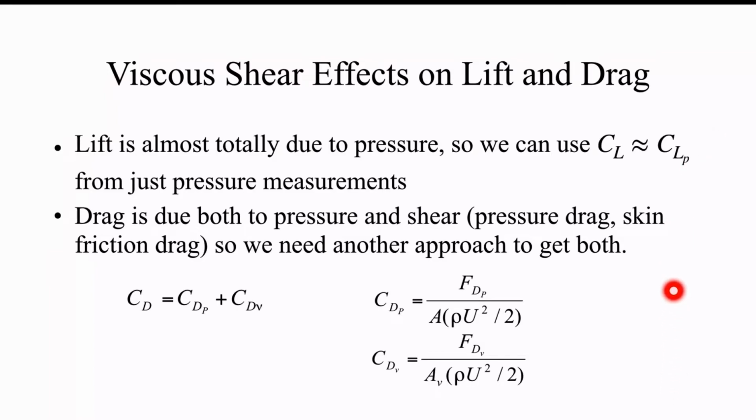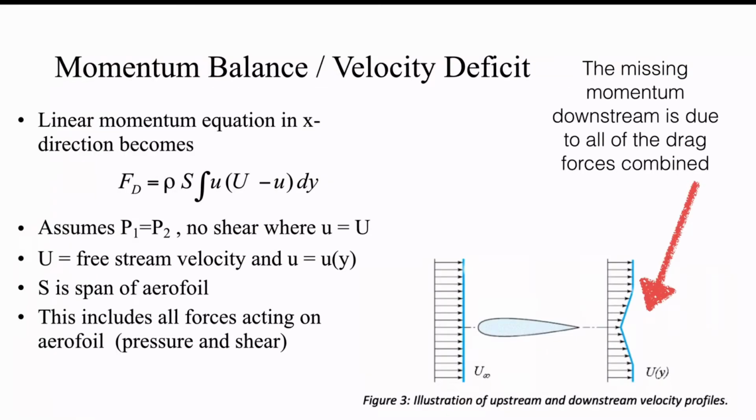Drag, on the other hand, has major contributions from both the pressure, the bluff body drag, and also from the friction drag from the skin, from the boundary layer. So we would need to calculate both of those. And we don't have a way of really doing this viscous drag element. So instead, we're going to have a look at a momentum balance over the entire control volume around the wing.